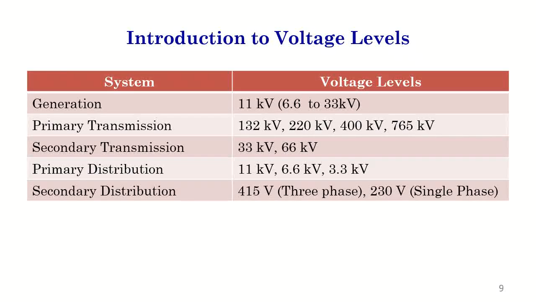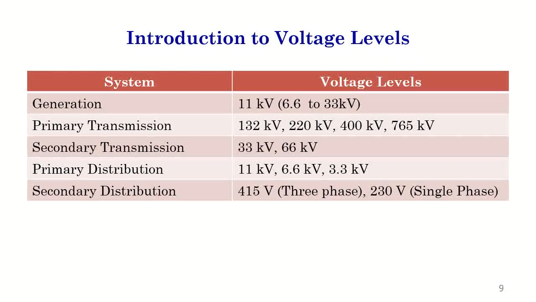The primary distribution and secondary distribution are the classifications in distribution systems. In primary distribution, we have 11 kV, 6.6 kV, and 3.3 kV. Predominantly, we use 11 kV, and then in rural places, we have 6.6 and 3.3.